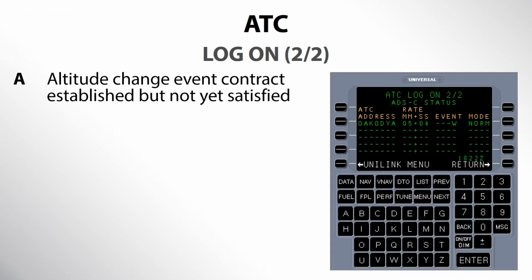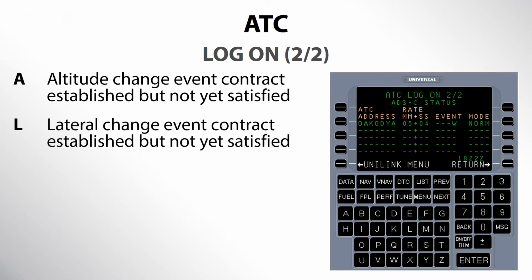A is displayed when an altitude change event contract is established but not yet satisfied. If the event is detected, the ADSC report is generated and the event contract is satisfied and thus cleared. The contract is established with both an upper and lower level boundary. Breaking either will trigger the report.